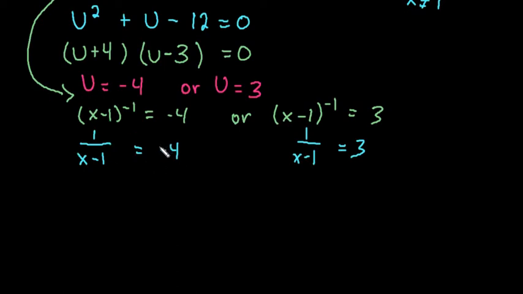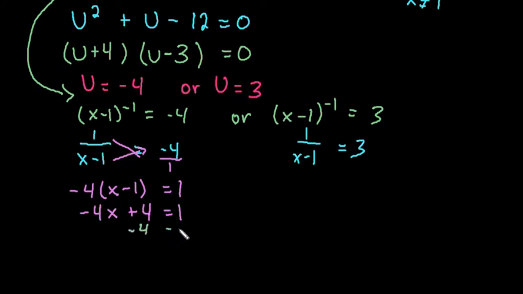With this, we're going to solve by cross multiplying. This is really negative 4 over 1, so I'm going to multiply those two together and multiply these two together. So I really have negative 4 times x minus 1 equals 1. If I solve this equation, I get negative 4x plus 4 equals 1. We then subtract the 4 from both sides, and we end up with negative 4x equals negative 3. So our first answer is x equals positive 3/4, because a negative divided by a negative is a positive.